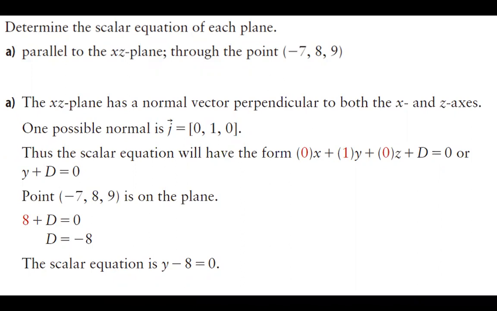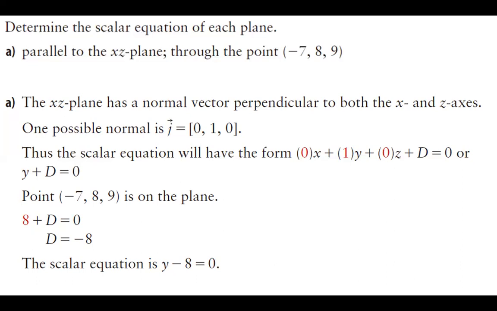Also, we know one point, (-7, 8, 9), is on the plane. So we substitute the coordinates of this point into that equation. That gives us d equals -8. Therefore, we know the scalar equation of the desired plane should be y minus 8 equals 0.